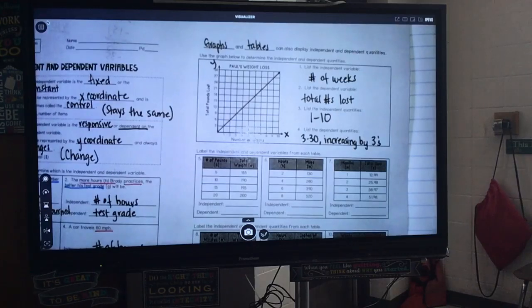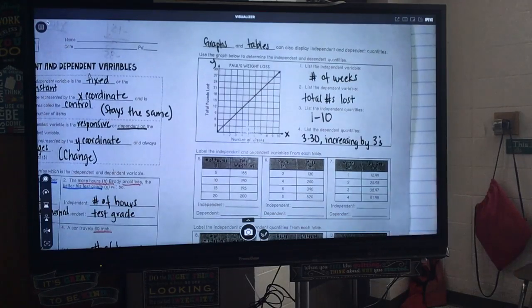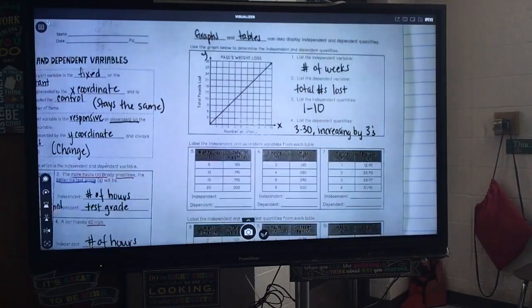Sometimes it's gonna be that easy, like just saying that it's 5, 10, 15, 20, and then 185, 190, 195, 200. Alright, well, that's where we'll get to tomorrow and the next day. But today, just identifying independent, dependent variables. That's our main focus today.